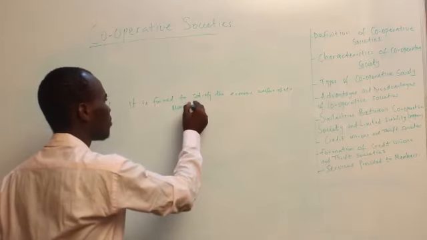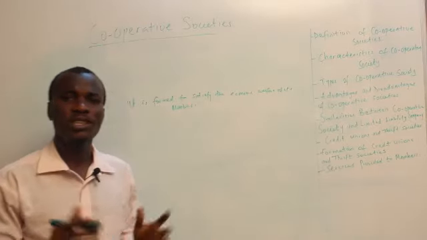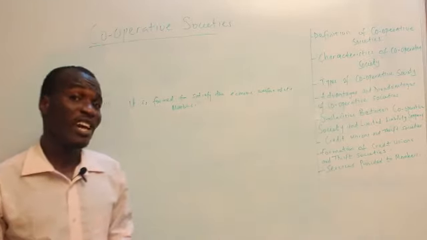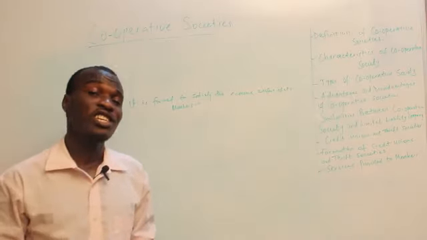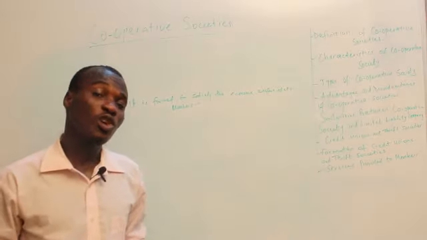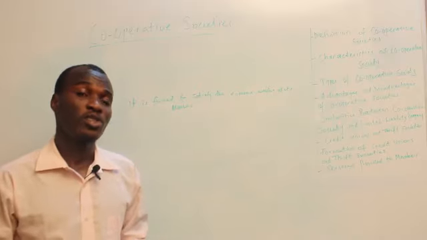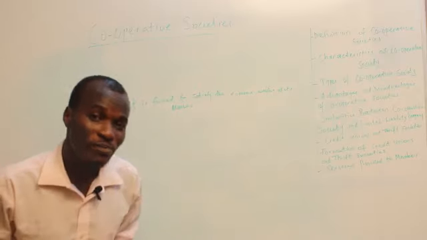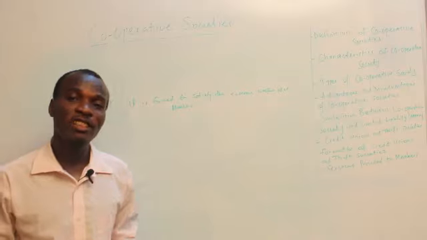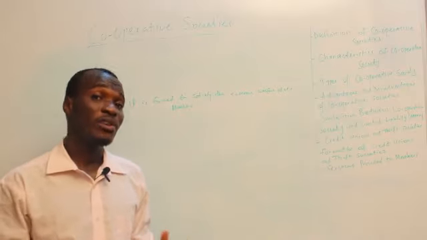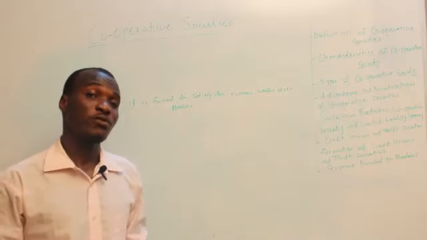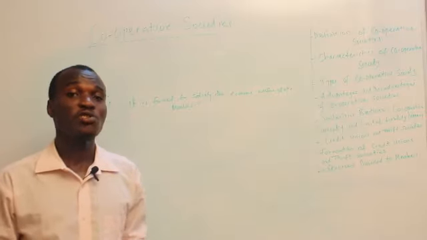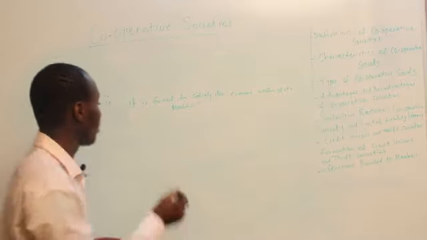And number two is that the society or the organization is usually formed by the contribution from its members. Any of the contribution from its members is used in forming the organization. That means capital used in the formation of the organization is usually provided by members.